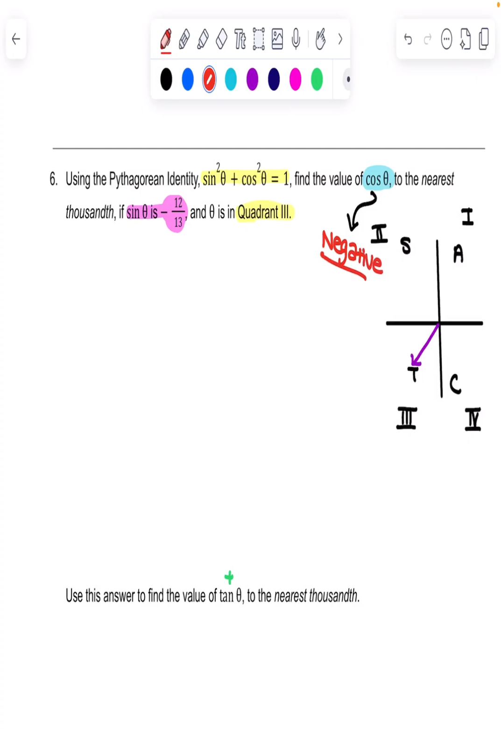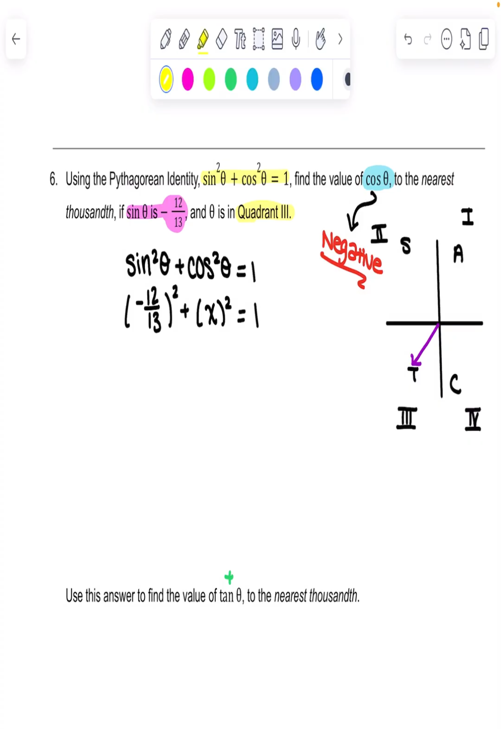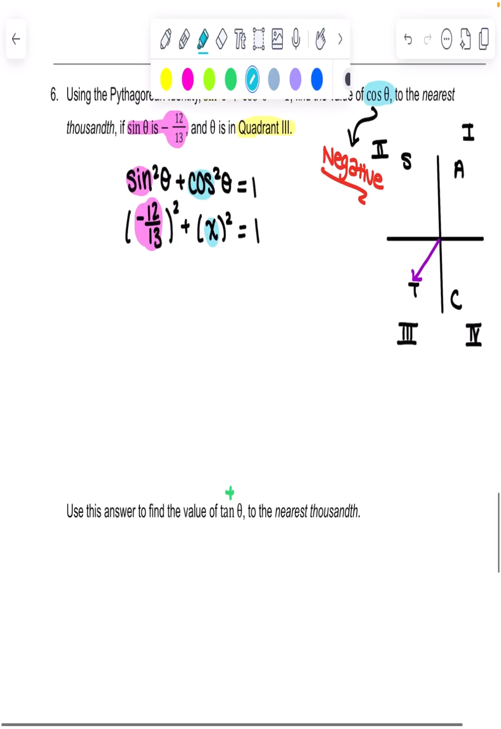So we're going to go through the same process. Sine squared of theta plus cosine squared of theta equals 1. And then we're going to plug in negative 12 over 13 squared plus x squared equals 1. And I'll highlight for you guys so you can see exactly where these are coming from. You could also leave cosine as just cosine squared, but I like to fill it in for x because it's just easier than writing out cosine.